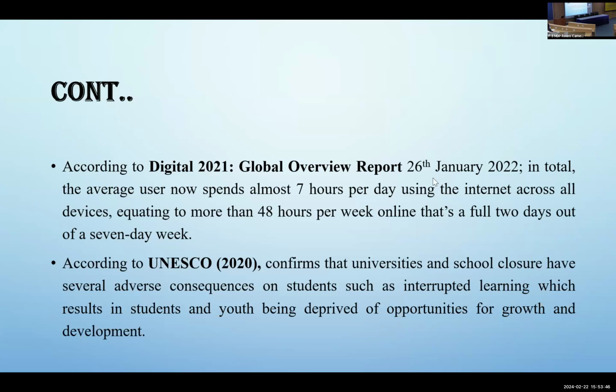A report was given by UNESCO that confirms that most of the students in universities and colleges face several adverse consequences, such as interrupted learning, which results in students and youth being deprived of the opportunities for growth and development. So ultimately, this study predicted that the students are getting affected not only in terms of opportunity, but their lifestyle was also getting affected. Though it was good for them, for some reasons it was even affecting their health.